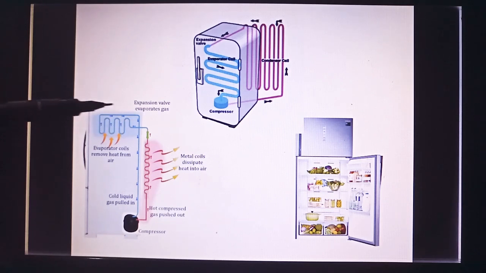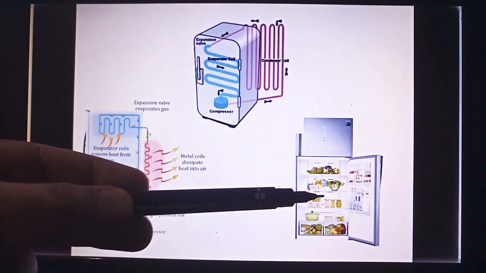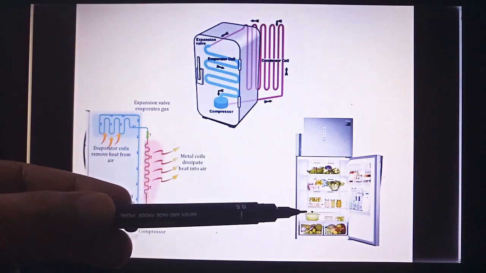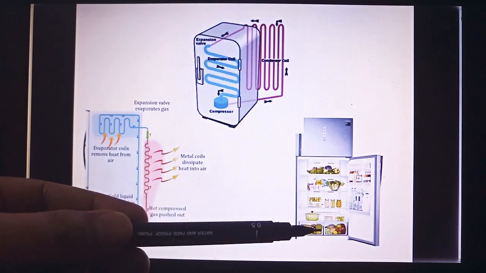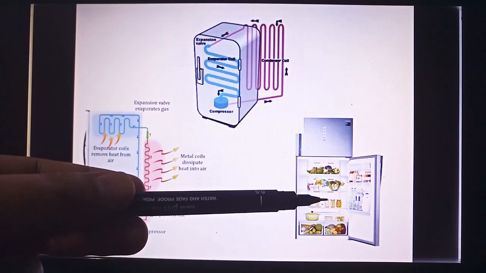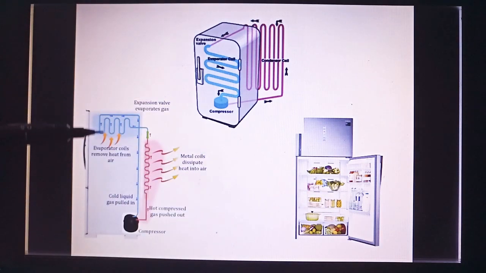So there is a cycle of the flow of your refrigerant from liquid in the evaporator to gas. That is a cycle of your refrigerant. That is why most of your food, or vegetables, inside your refrigerator, their temperature becomes low, because the heat from your food is being absorbed by the refrigerant.